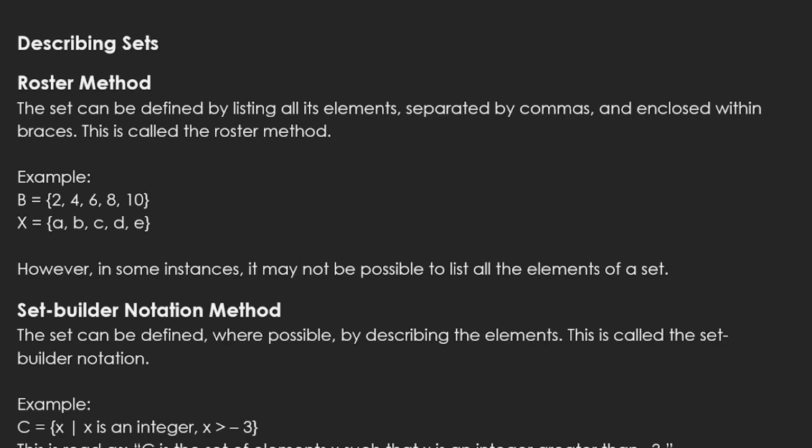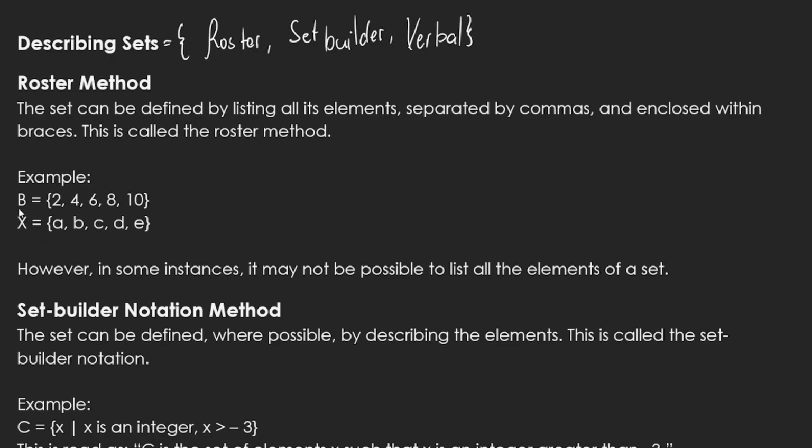Describing sets. There are three ways to do this. You have the roster method, you have set builder, and then the verbal one, basically describing the set. Let's look at the roster method first. The set can be defined by listing all its elements separated by commas and enclosed within braces. This is called the roster method.